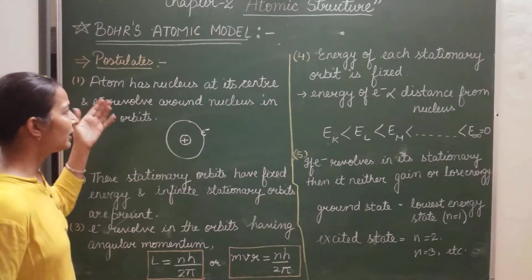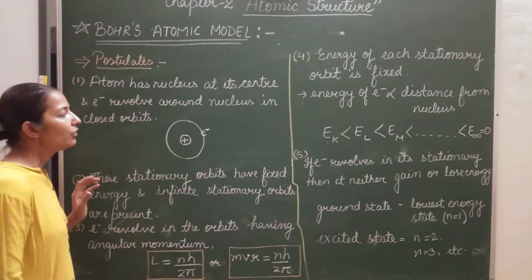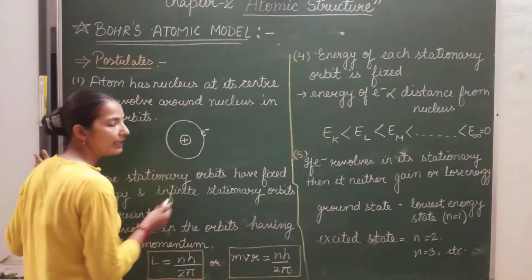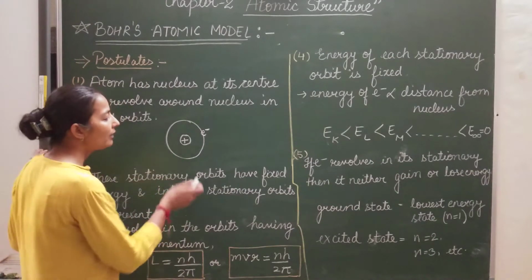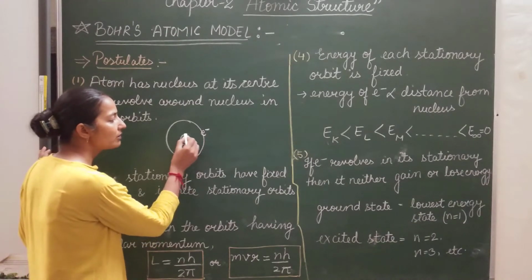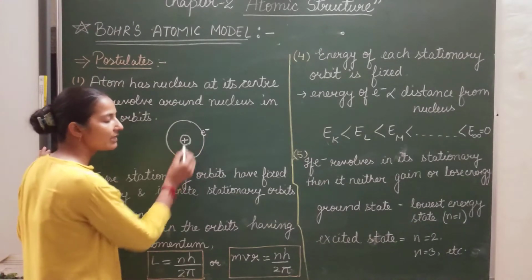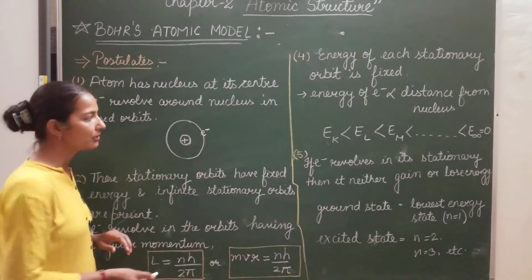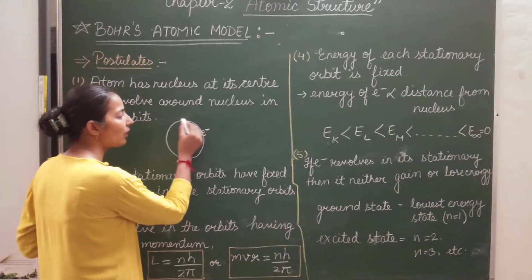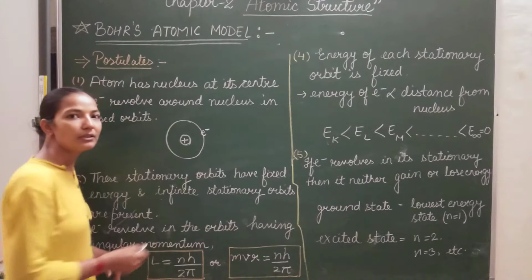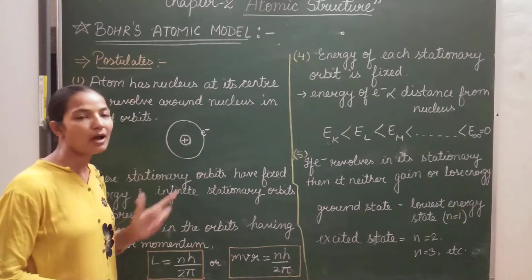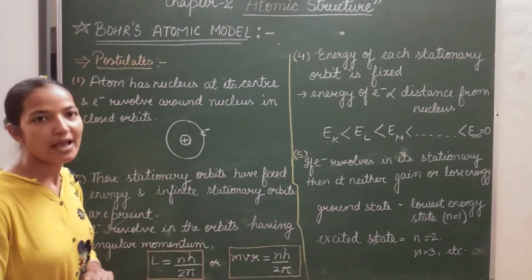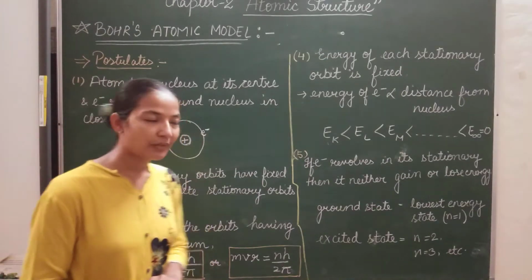The first postulate, means the first point, is that every atom contains a nucleus at its center, and in the nucleus neutrons as well as protons are present, and electrons revolve around the nucleus in closed circular paths. These closed circular paths are also called orbits as well as shells.